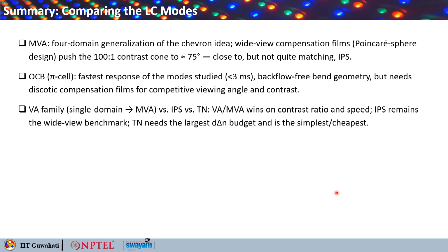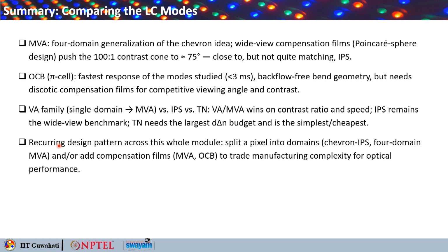And then we have seen the vertical alignment family. We discussed the single domain, why you need to move to the multiple domain, and then compared them with the IPS and the twisted nematic. And finally we understood that the VA and the multi-domain VA win on the contrast ratio and the speed. However, IPS remains the wide view benchmark because the contrast ratio is very high at wide oblique viewing angles, and the twisted nematic basically requires a d delta n budget. However, it is the simplest and the cheapest one.